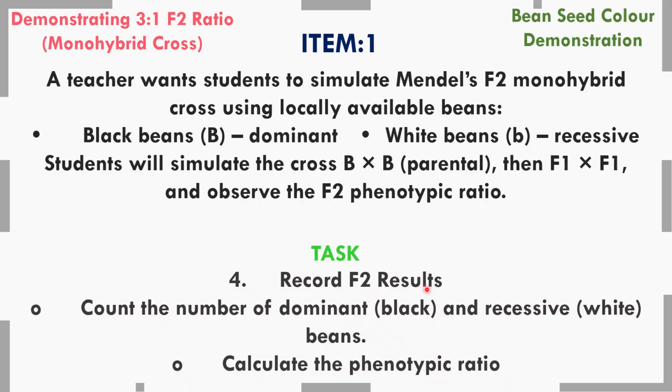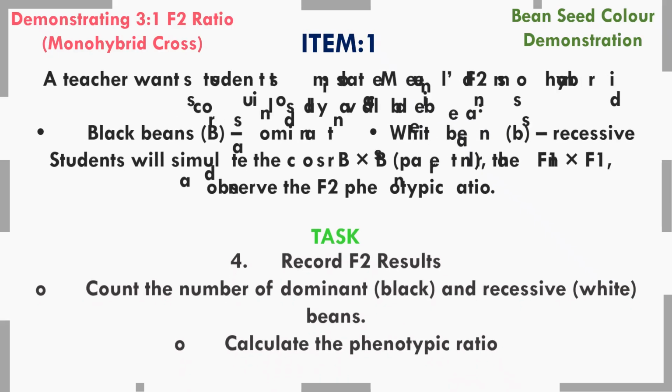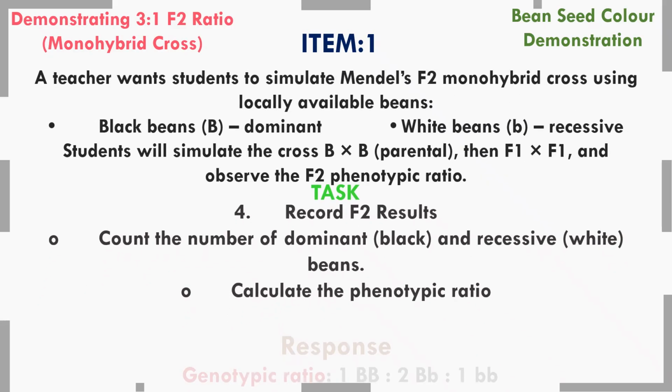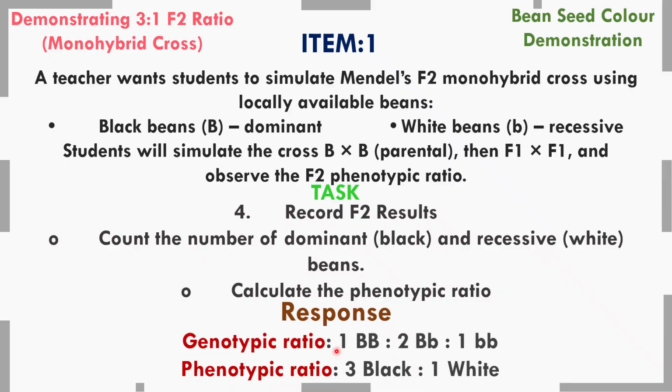Record F2 results. Count the number of dominant, the black, and recessive, white beans, and calculate the phenotypic ratio. Genotypic ratio: 1 capital B capital B to 2 capital B small b to 1 small b small b. The phenotypic ratio: 3 black to 1 white.